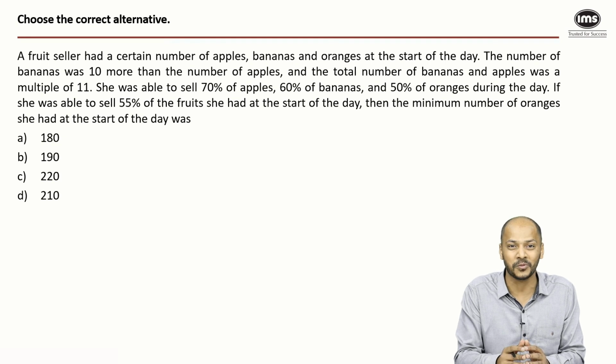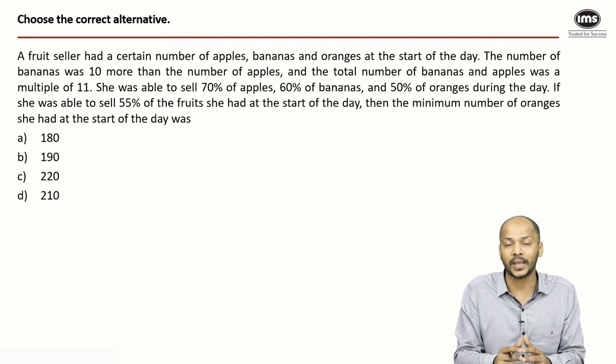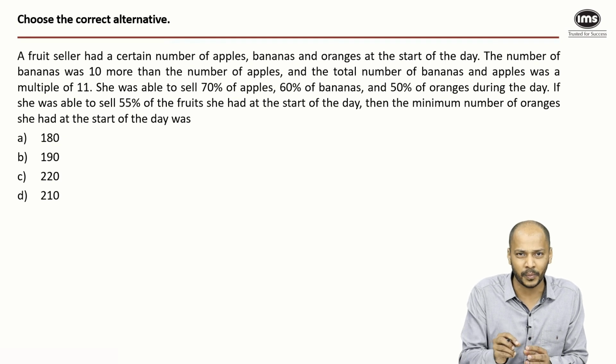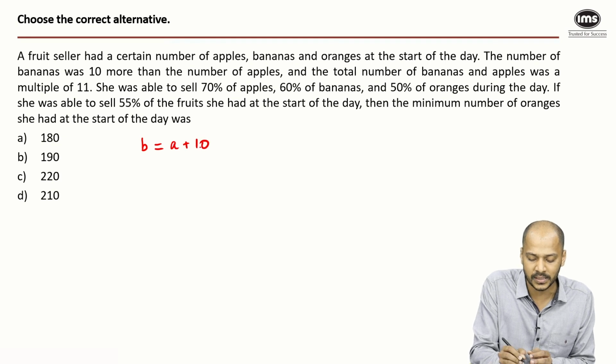So let's read the question first. A fruit seller had a certain number of apples, bananas and oranges at the start of the day. The number of bananas was 10 more than the number of apples. While I'm reading such arithmetic questions, I keep making notes. So I would simply write bananas is 10 more than apples. So bananas is a plus 10.